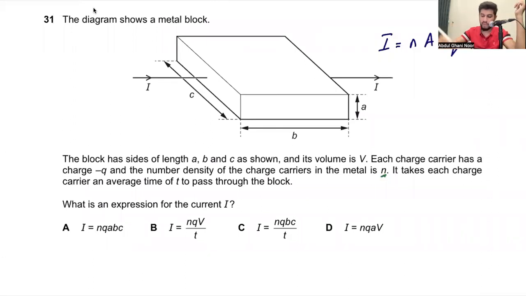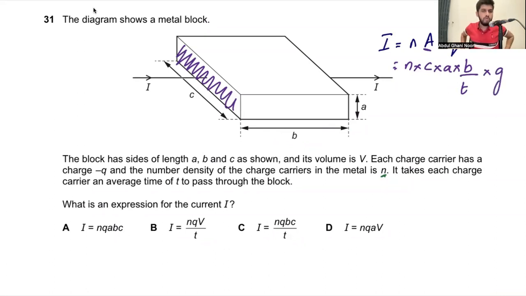But if I were to solve this properly so that I come to an answer instead of using elimination, what is A? A is the cross-sectional area. What area are they talking about? This is the area, C multiplied by A. So I can say N multiplied by C multiplied by A, lowercase a. What is this v? v is the drift speed. Speed is distance, which is B, upon time. Hence B upon T multiplied by charge.